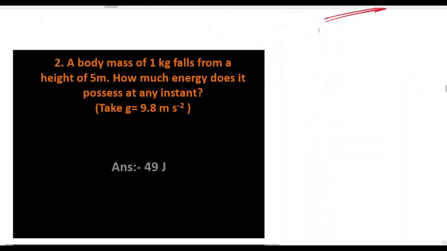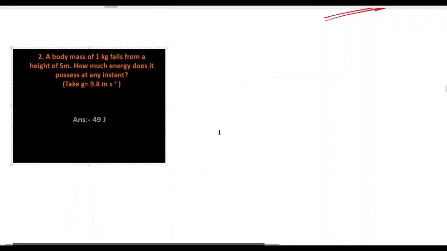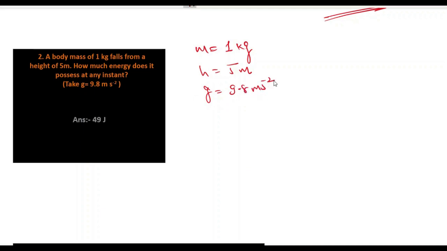Right? Next question. A body of mass 1 kg falls from a height of 5 meter. Okay, so mass is 1 kg, height is 5 meter. How much energy does it possess at any instant? Okay, so we have been given g as 9.8 meter per second square.